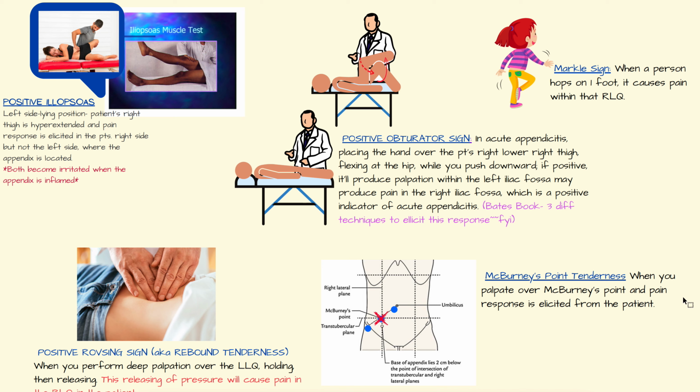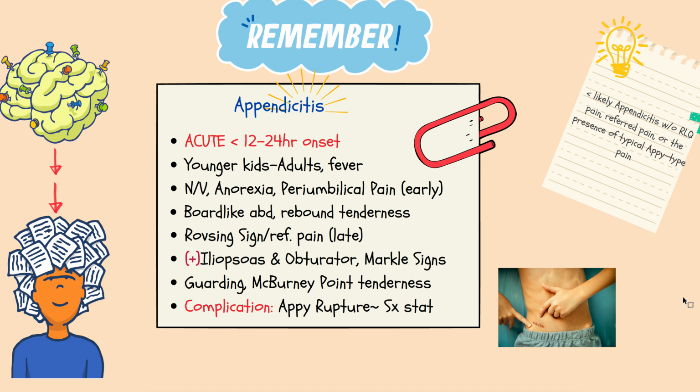And as far as appendicitis, in terms of what you want to pull out, because it is a lot of information in terms of GI: acute appendicitis has a less than 12 hours, 12 to 24-hour onset. You see it a lot in younger kids, but adults can get appendicitis too. You're going to have nausea, vomiting, anorexia, meaning you're not going to want to eat. Periumbilical pain is early on in the disease state. You're going to have that board-like abdomen, some rebound tenderness, that referred pain. That may be a late sign.